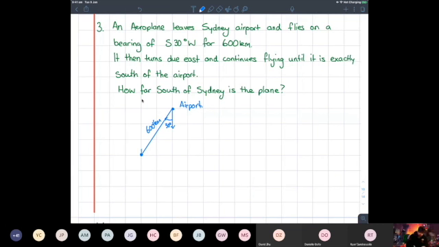If north is directly up, the plane then turns east and flies east. It flies east until it is exactly south of the airport, and you can see I've stopped it there. I'll change color so you can see it is now exactly south of the airport. It's important that it said exactly south of the airport, because if something is due east and exactly south, we now have another right angled triangle there.